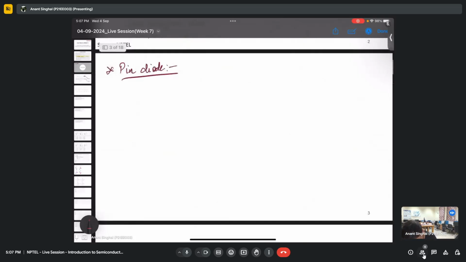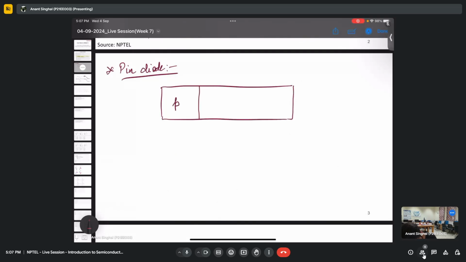So if I talk about a PIN diode, as I said in yesterday's class, it is nothing but a P region and an intrinsic region. Intrinsic means that EF should be at EI, or there is a 50% chance of the electrons being occupied.